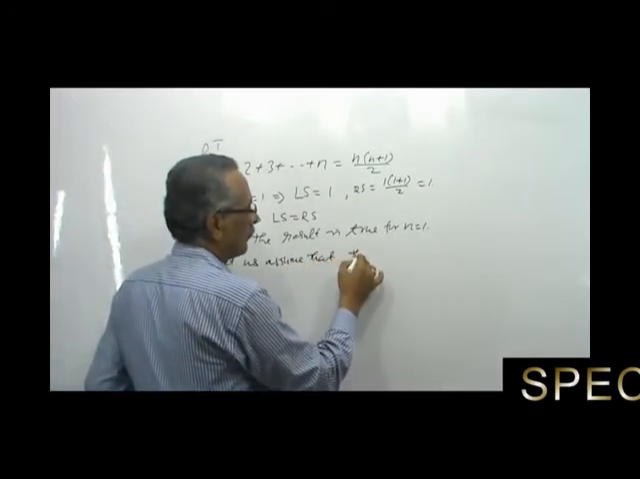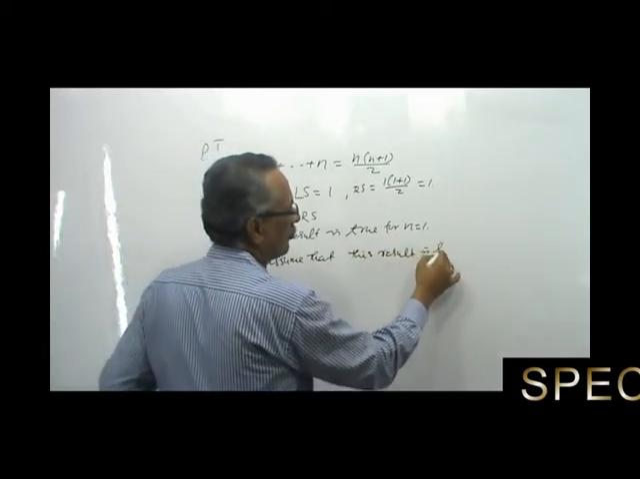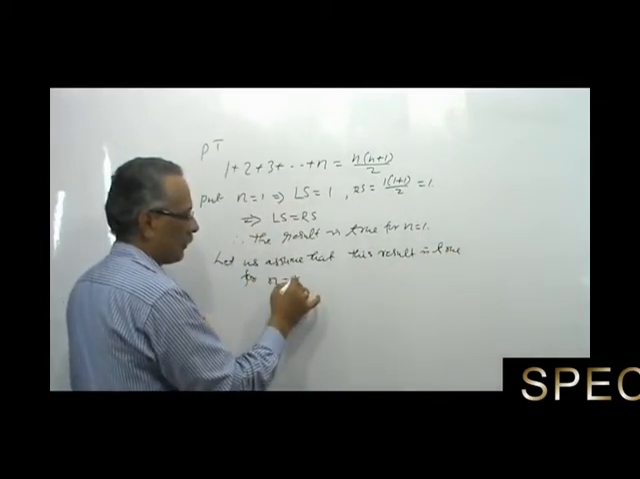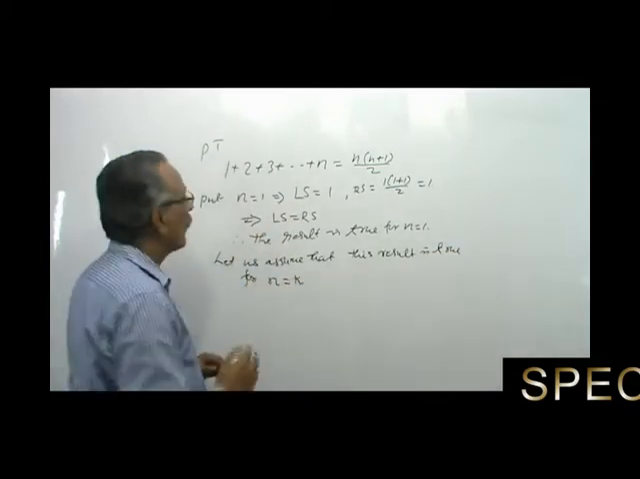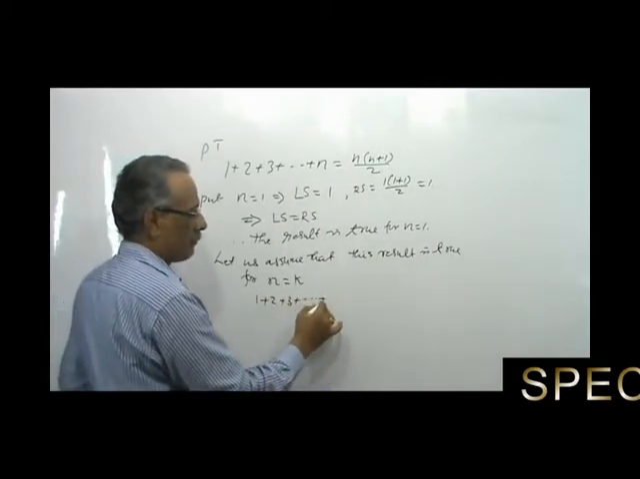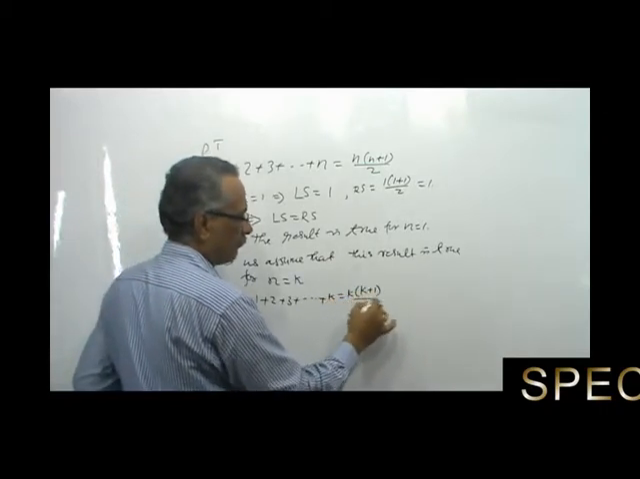Now let us assume that this result is true for n is equal to k. That is, 1 plus 2 plus 3 plus etc. plus k is equal to k into k plus 1 by 2. Call this equation 1.